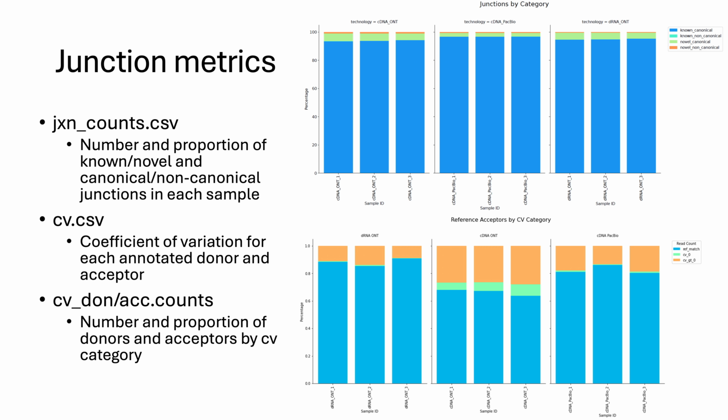Next, CV.csv gives the coefficient of variation for each annotated donor and acceptor site, like we discussed earlier. This measures how consistently the reads align to the annotated donors and acceptors. Finally, CV donor or CV acceptor counts.csv aggregates those results into the CV categories that we defined earlier: ref match, CV equals 0, and CV greater than 0. The bottom plot shows this breakdown across samples and technologies.